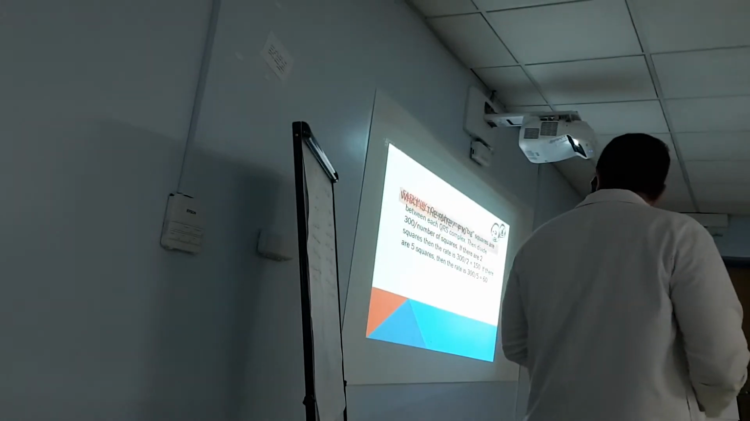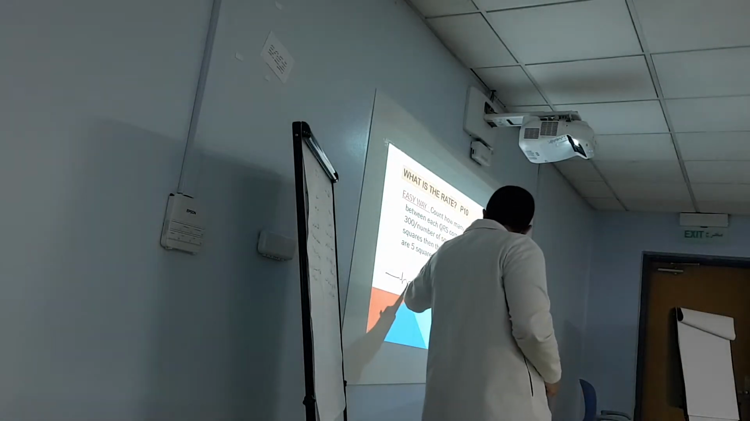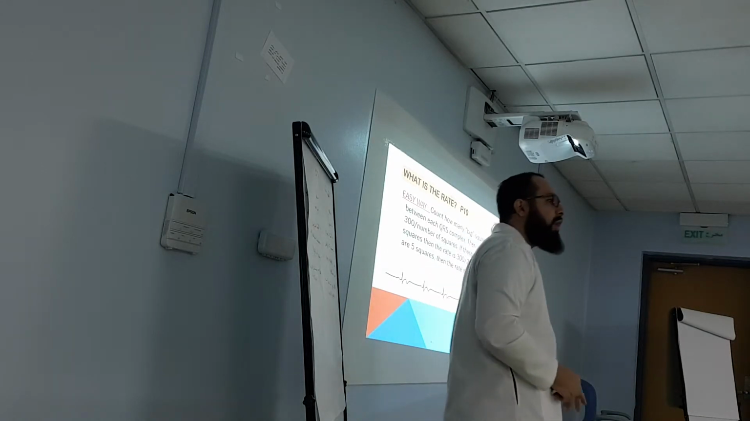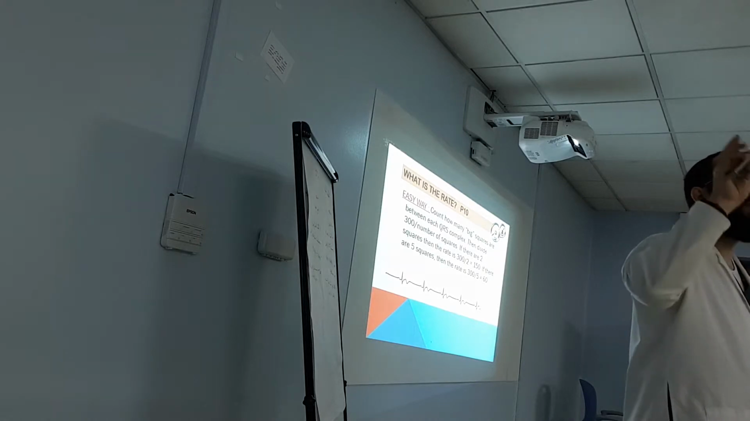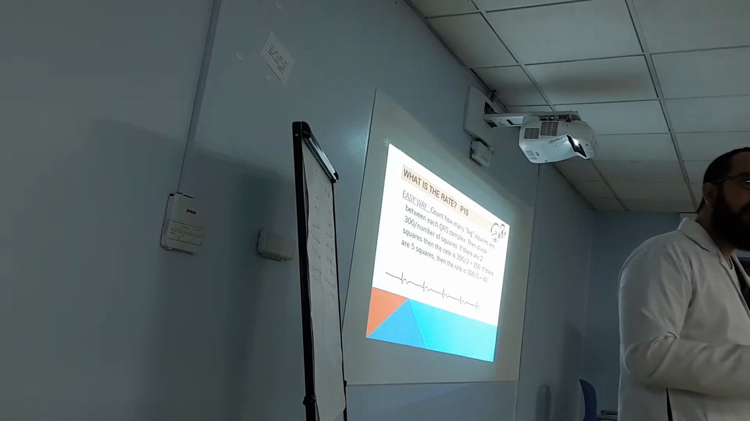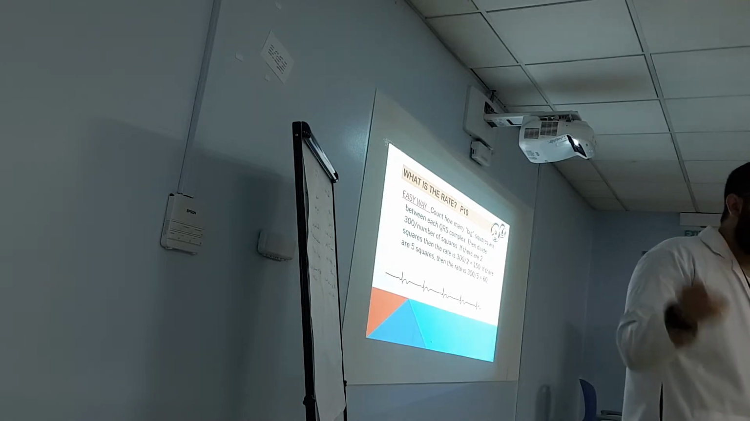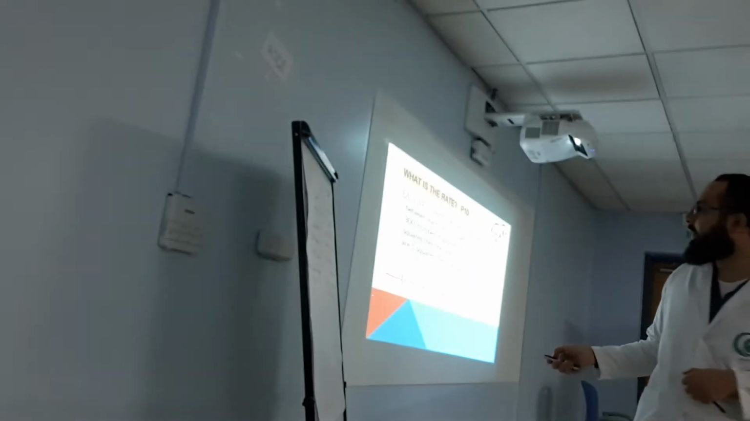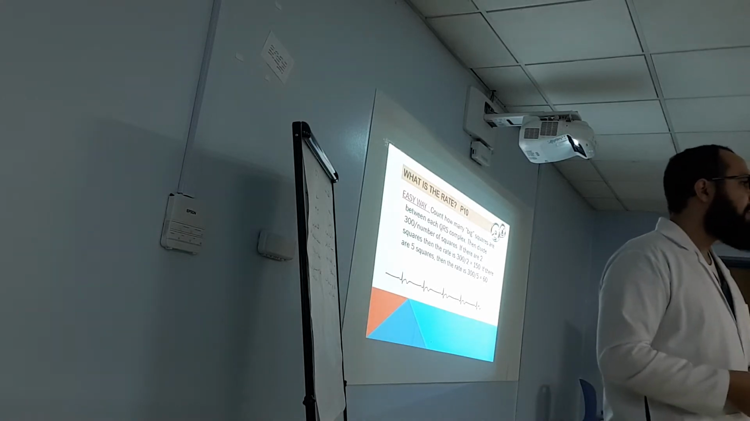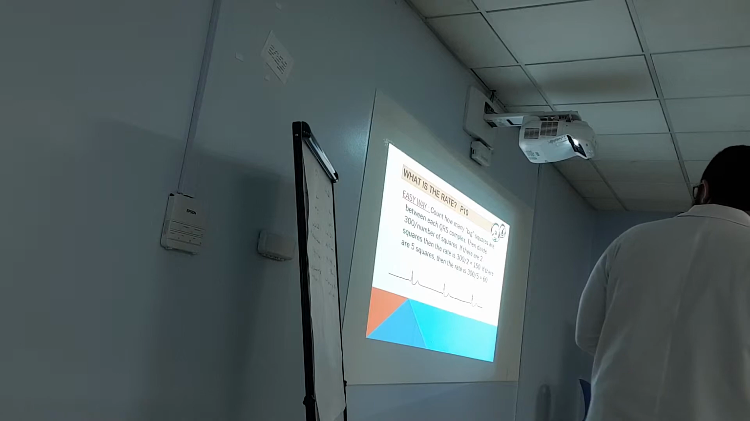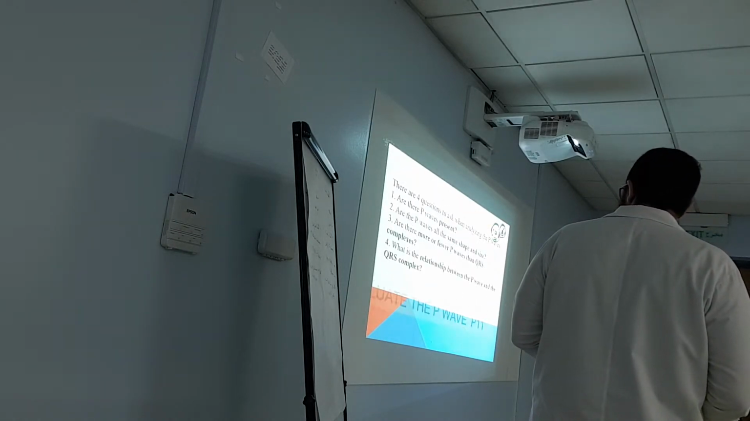So let's say here 1, 2, 3, 4, 5, and 6 large squares between the RR interval. So you divide 300 by 6. How much? 50. So this is the heart rate. It's good if you have regular rhythm. So you measure 1 RR. But if it is irregular, like this, what will you do?